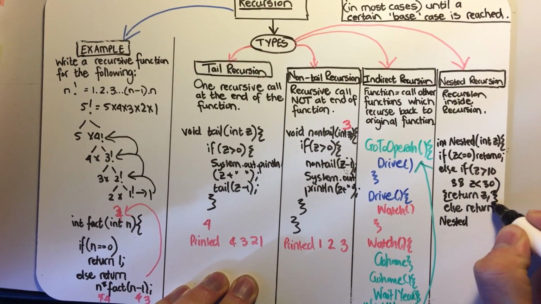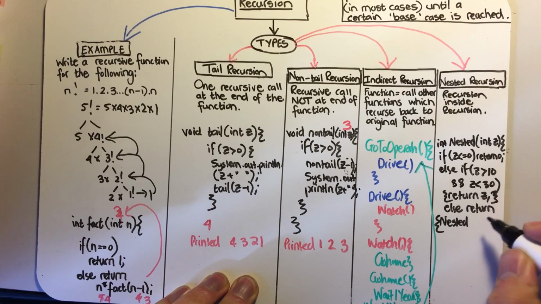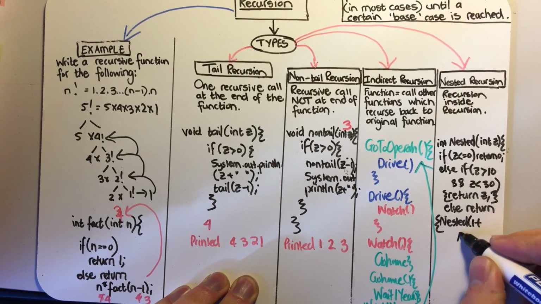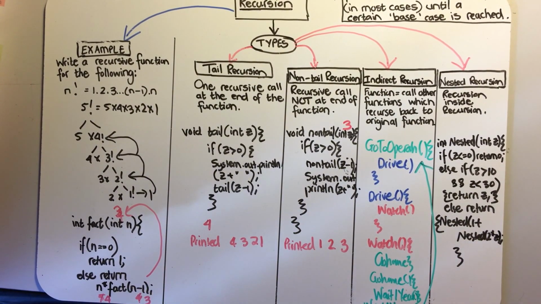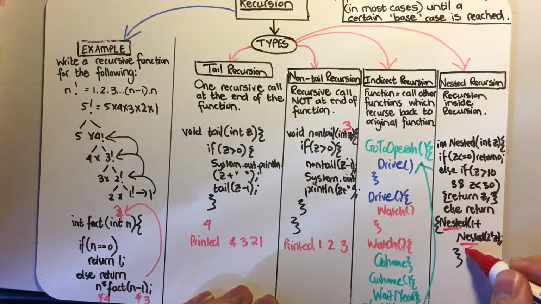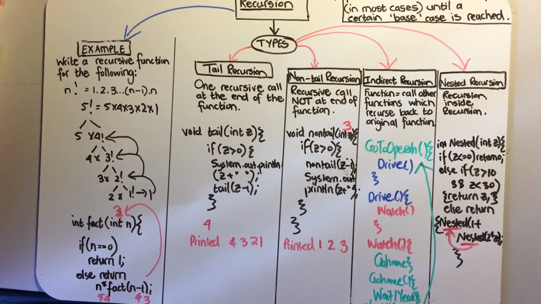Let's just do this to make it more clear. Nested of 1 plus nested, let's say 2 times z. So there is your nested call. So there's your base case, z less than or equal to 0. Also, if z is greater than 10 and less than 30, then you just return the number z. Else, you return nested, we're calling nested, 1 plus, and then this is a call to nested within a call to nested. That makes it a nested recursion.